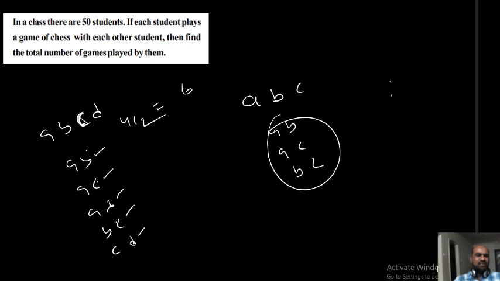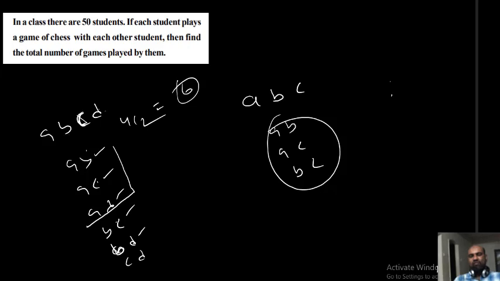AB, AC, AD, okay, 3 completed. BC, BD, I forgot BD. After that, CD. Actually, what I'm saying is there exist 6 games.